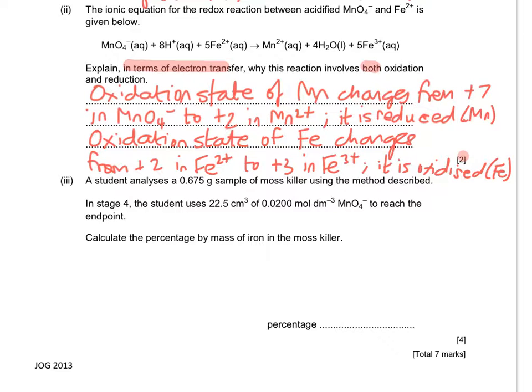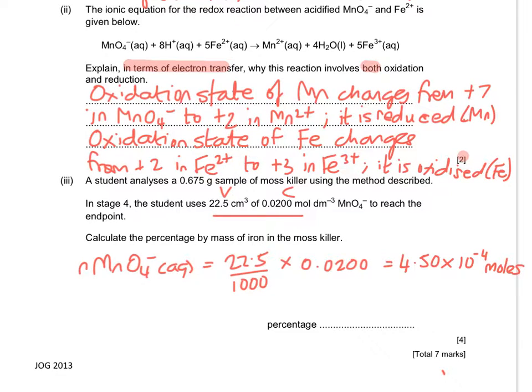So then the final bit says, a student analyses a 0.675 grams sample of moss killer using the method described. Now if you remember in the couple of screens ago, we had the layout for how we did this particular practical. So this would be your solid sample that you weigh out before you make it up to 250 centimeters cubed. So our starting point is obviously to find the moles of something, just like any titration calculation. So we can use the volume and the concentration to work out the number of moles of manganate ions in aqueous solution.